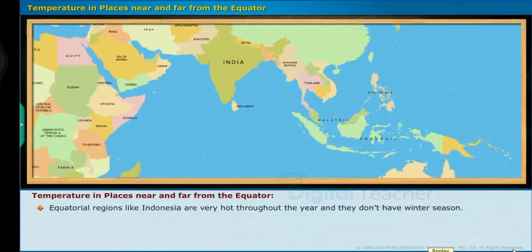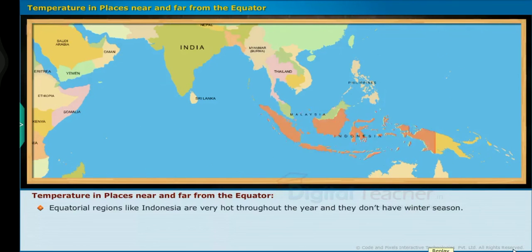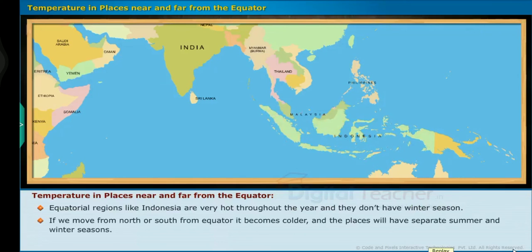Equatorial regions like Indonesia are very hot throughout the year and they don't have a winter season. If we move north or south from the equator, it becomes colder and the places will have separate summer and winter seasons.